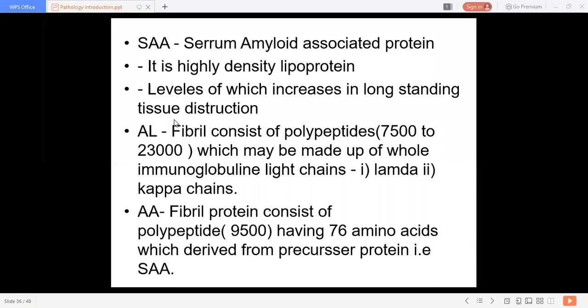So these are the types of proteins, in which SAA is known as the precursor protein, and this AL and AA proteins are associated with specific disease conditions, or these diseases act as a stimulus for the formation of AL amyloid or AA amyloid. Now this AA amyloid always originates from the precursor protein SAA, that is serum amyloid associated protein, while the other is amyloid light chain protein.